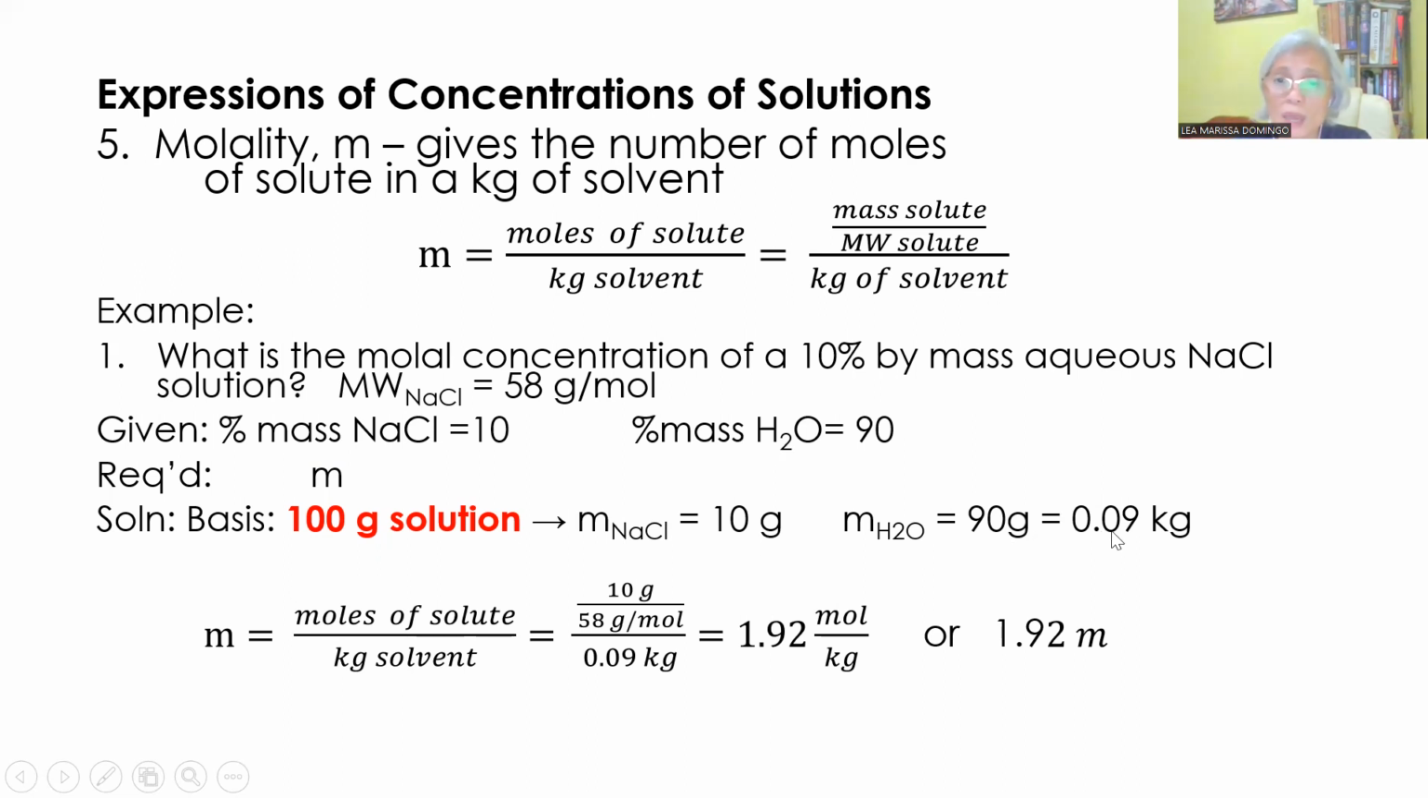or 0.09 kilogram. Why convert to kilogram? Because our denominator should be in kilogram. So substituting, 10 grams over 58 gram per mole over 0.09 kilogram. Gram would cancel out, then we will have mole per kilogram. So we have 1.92 moles per kilogram or 1.92 molal.